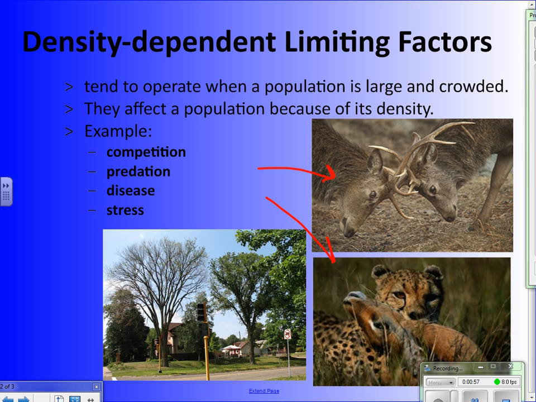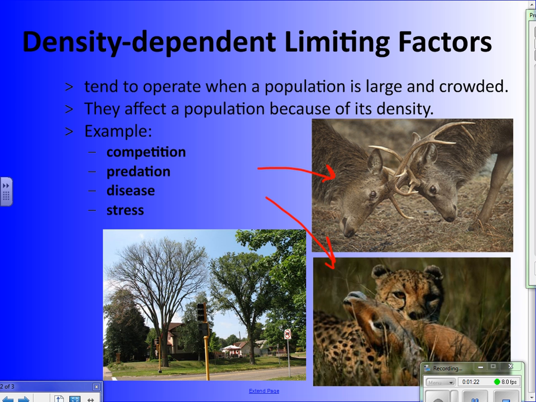Predation is another density-dependent limiting factor. As the prey populations in an area increase, the predator populations will also increase. And this is due to a readily available food source. Now, if the prey population decreases, it can have the same effect on the predators, in which the predators will decrease as food becomes scarce.